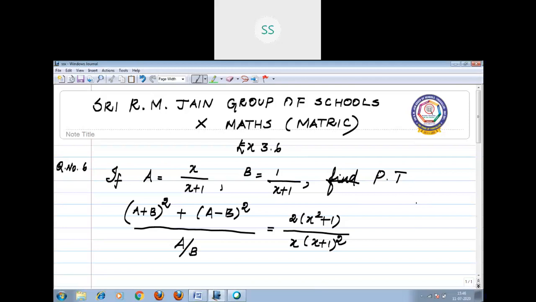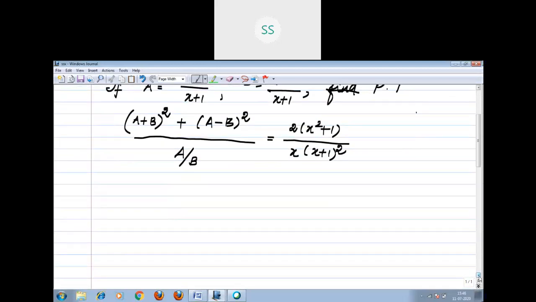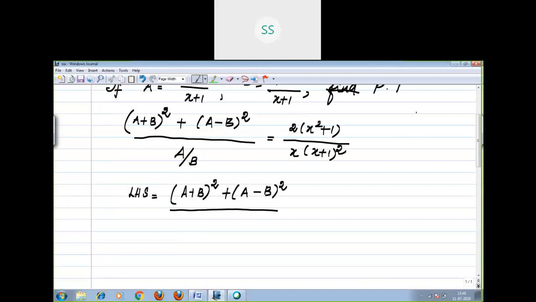Now come to the LHS. You have to take a plus b, that you are going to simplify. LHS equals (a plus b) the whole square plus (a minus b) the whole square divided by a by b. That is a division symbol in your book. It looks like plus, but it is a division.